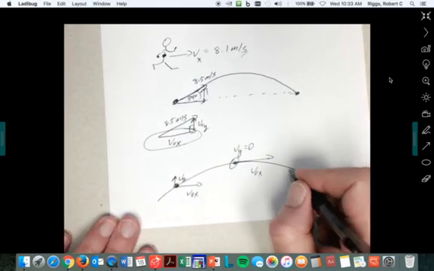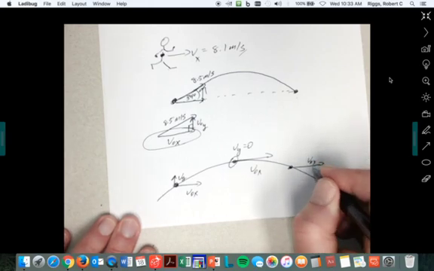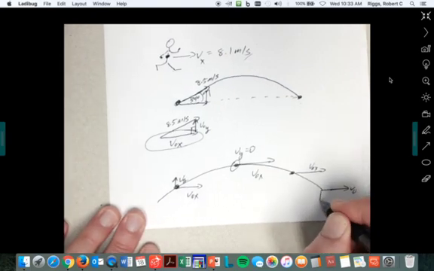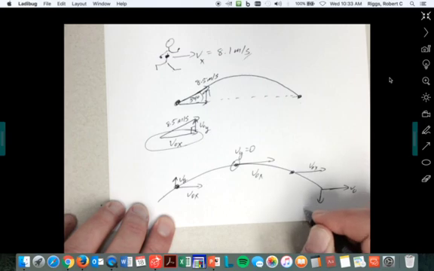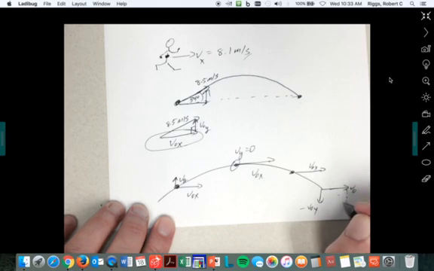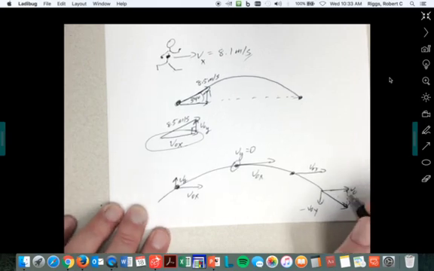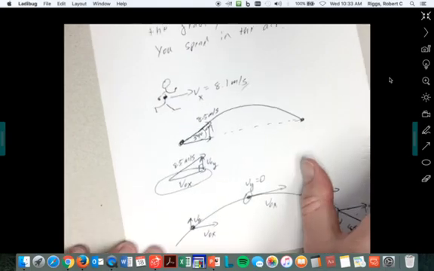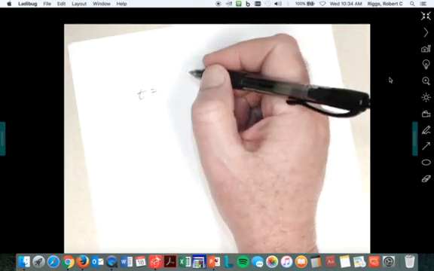Okay? V naught x is going to stay the same even when he hits, but when he hits, this will be back to negative V naught y in the y direction. All right? And so we'll just slide this vector over here. And there's the final vector at 8.5 meters per second in an ideal world coming down that way. That's why I'm saying it's all in the gravity. And so the hang time, the time that he's in the air, all depends on Vy and the acceleration due to gravity.